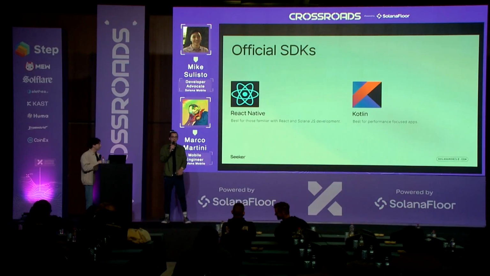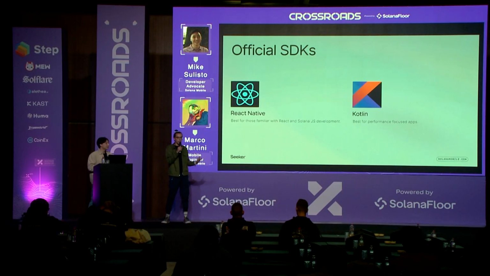And for Kotlin, that's the native Android language. So obviously, if you're doing native Android development, that makes the most sense. But it's also useful if you want to wrap that into, for example, Tauri and develop in Rust. You can use our SDKs to wrap those into other multi-platform languages and stuff like that.